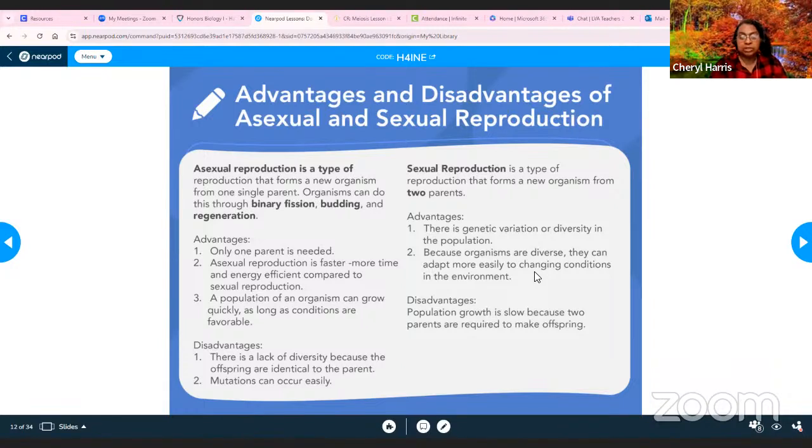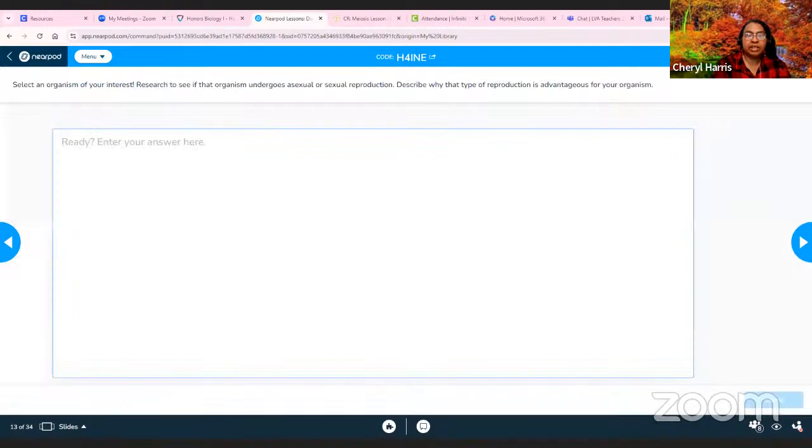The disadvantage is this takes time. You do need two. And so if you never have the union of egg and sperm, then there is no reproduction. So that is the disadvantage to that. All right, take a few minutes. It says select an organism of your interest and research it. So take a few minutes to do this. Research and see if that organism undergoes sexual or asexual reproduction and describe why that type of reproduction is to the advantage of that organism.